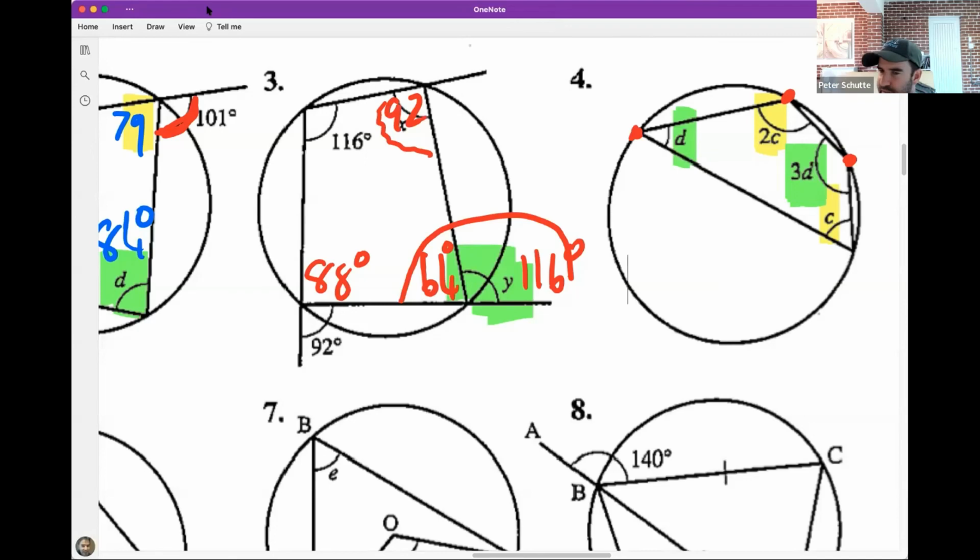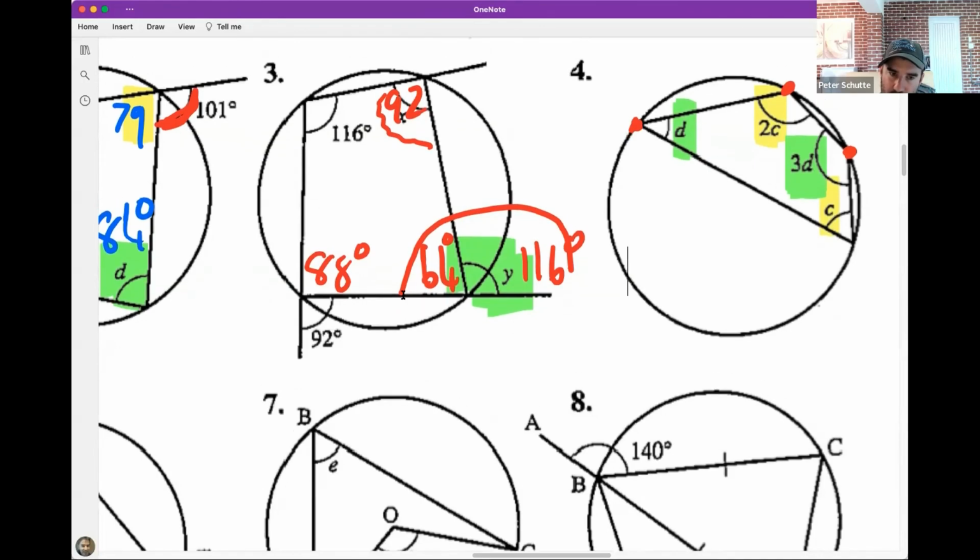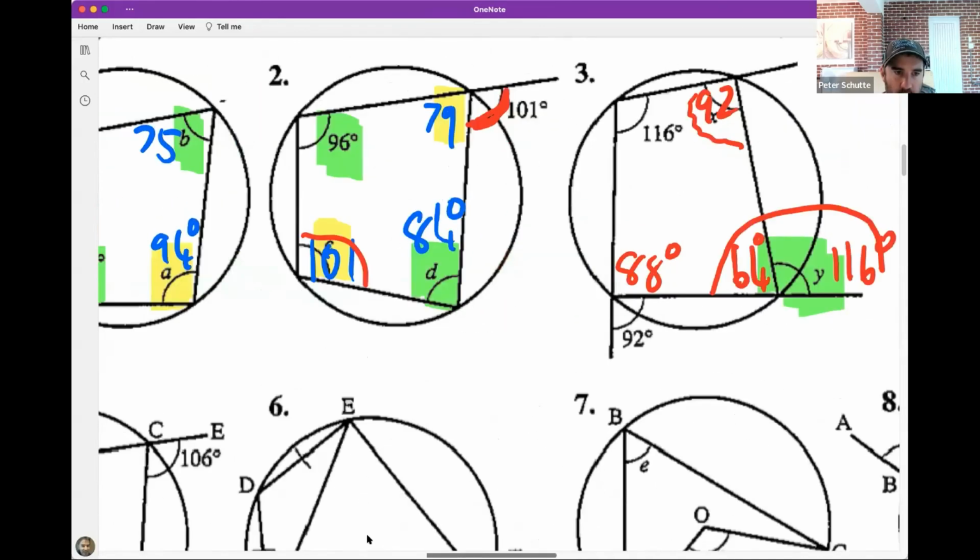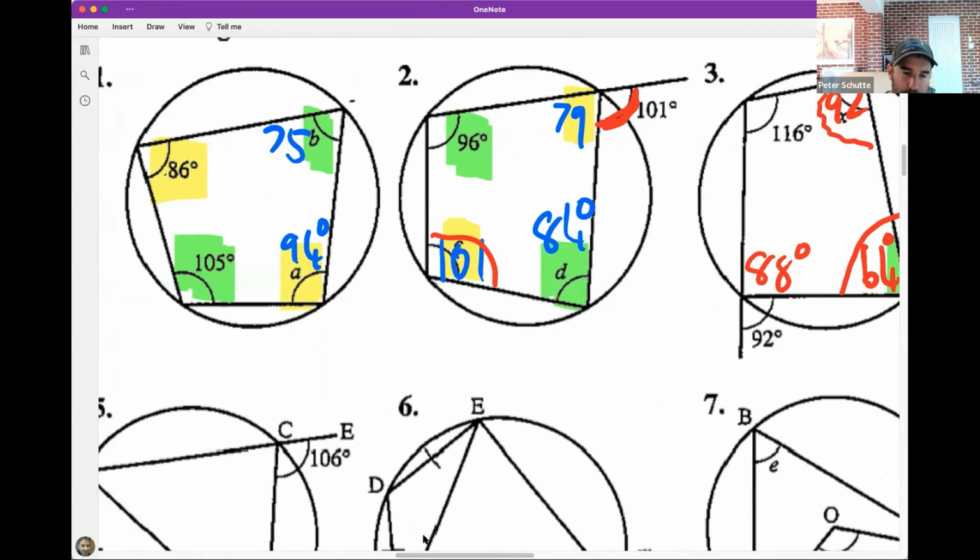I missed when you were explaining numbers 1, 2, 3, and 4. I've been having some issues with the connection, and I don't quite understand what's really happening.